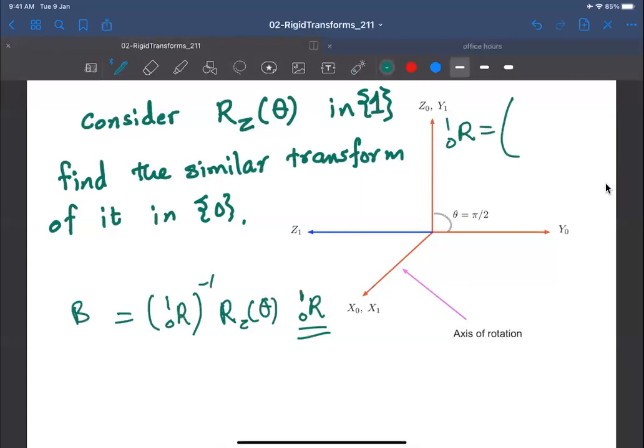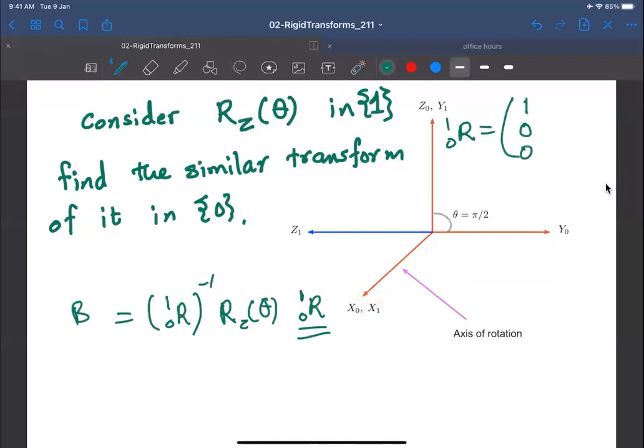Now, what is the projection of the x-axis of frame zero onto frame one? So we have, this is x0, and as you see, it is completely parallel to x1. So the answer to this is 1, 0, 0, no change, okay?